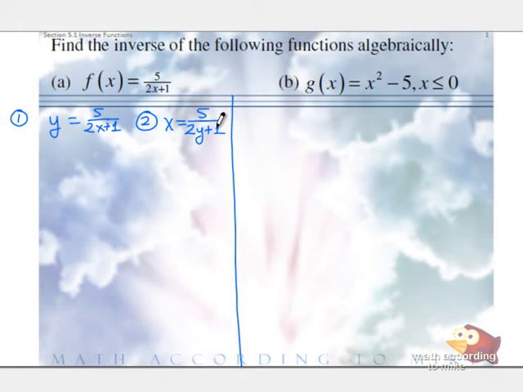Now comes the exciting part. Step 3, solve for y. Our y is currently in our denominator. How do we solve for y? Well, not multiply top and bottom, but multiply both sides by 2y plus 1. So if we multiply 2y plus 1 by both sides, on the left, distributing that x through, we'll get 2xy plus x. And on the right, the 2y plus 1s would cancel. We'll just have 5.